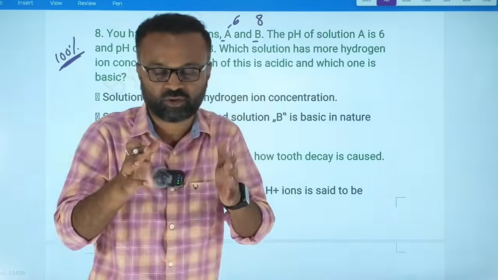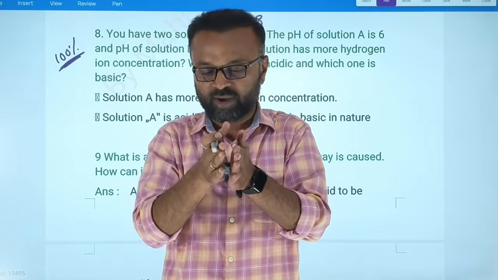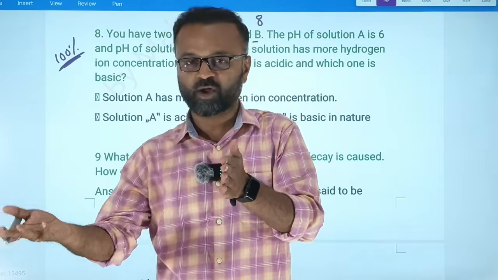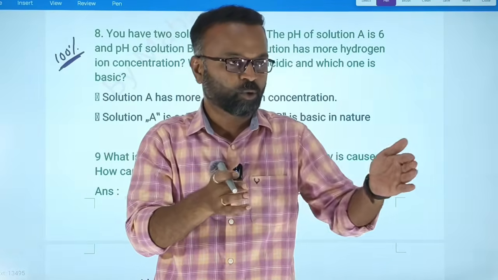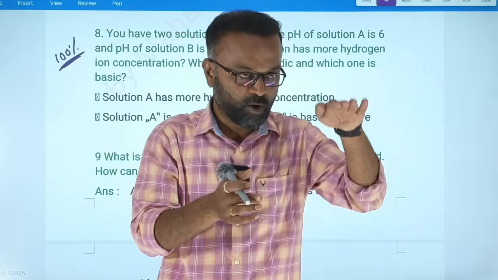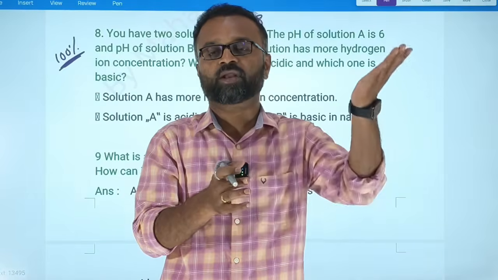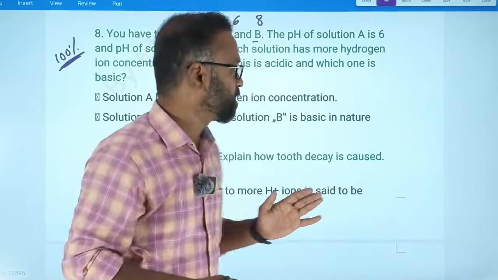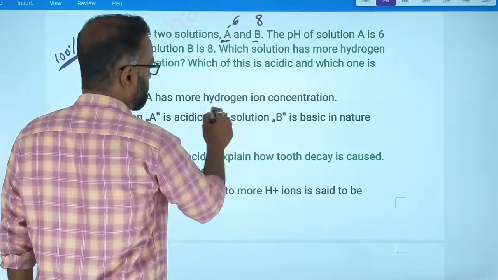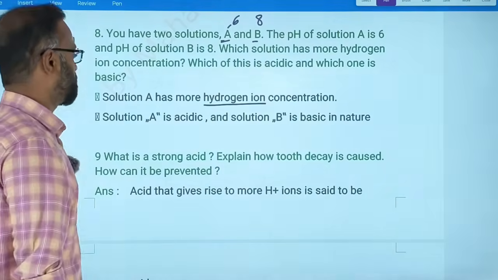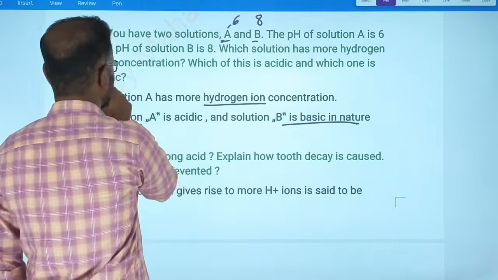We know the pH scale. 7 means neutral. Anything below 7, like 6, 5, 4, 3, 2, 1, H plus ions will increase and acidity will increase. For 8, 9, 10, 11, 12, 13, 14, the H plus ion concentration will reduce, the basic property will increase and OH minus ions will increase. Now, anything below 7, A is acidic in nature, so definitely it is going to produce a greater hydrogen ion concentration, and B is basic in nature.